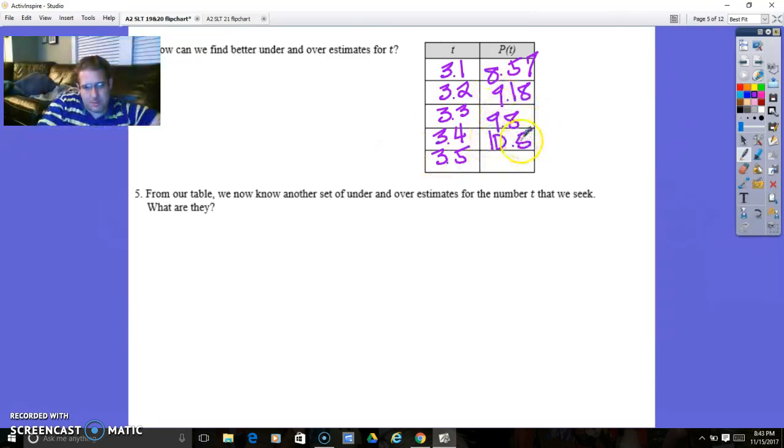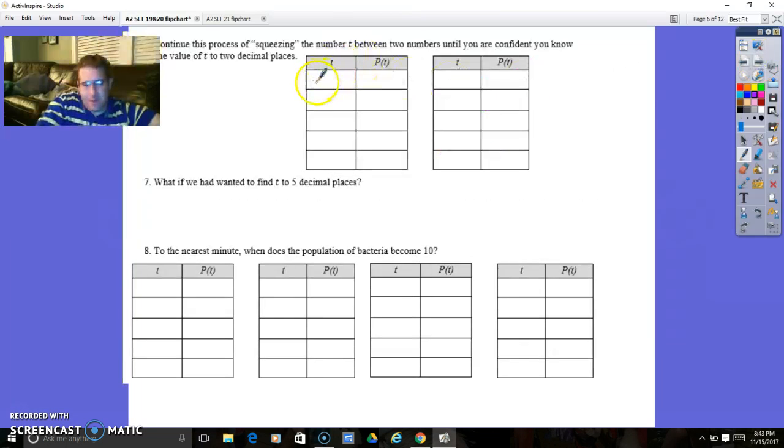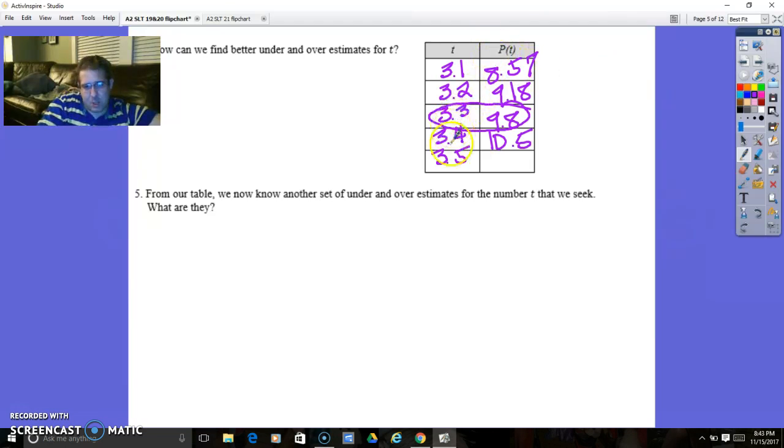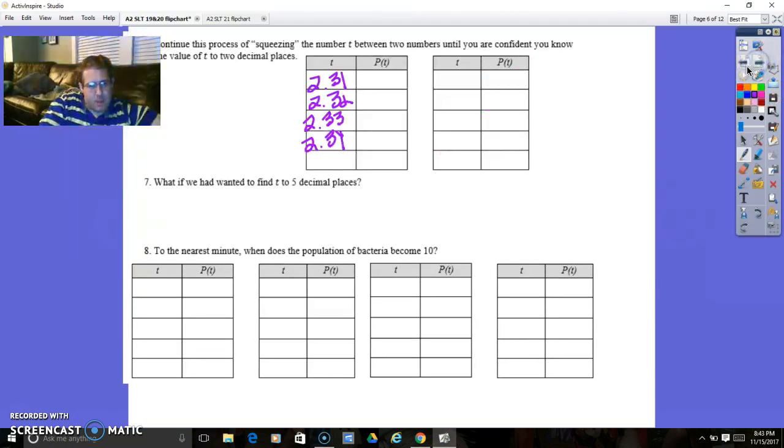So it looks like this is 0.5 away and this is only 0.2 away. So it looks like 0.3 was closer. So if I'm going to keep squeezing it, so that would be 2.31. Okay, why did I write 3.31? So 2.31, 2.32, 2.33, 2.34. Now I know it's going to be in between one of these numbers because, like I said, the underestimate was closer than the overestimate. 10 is between 3.3 and 3.4.